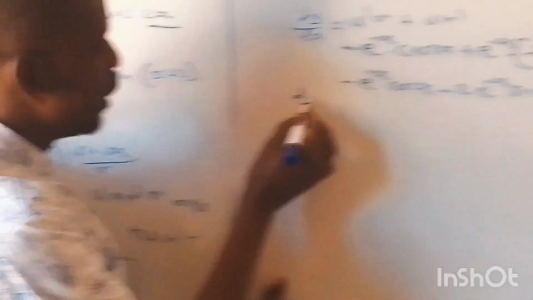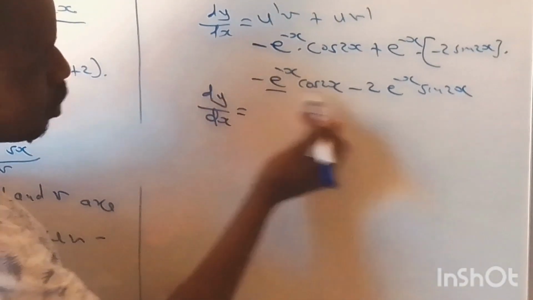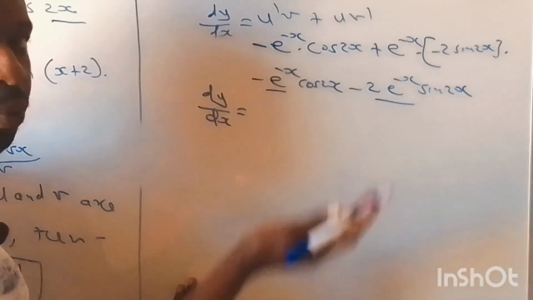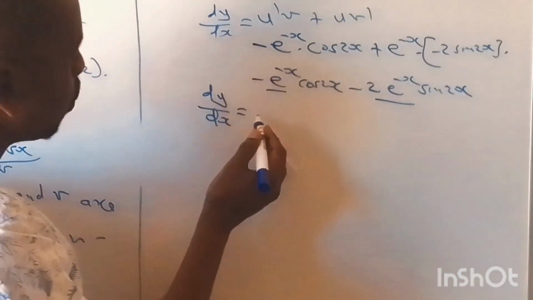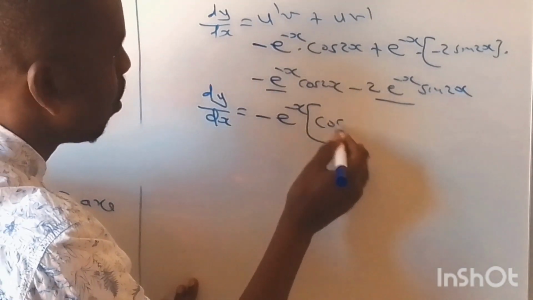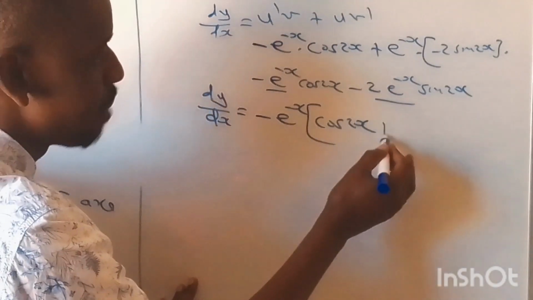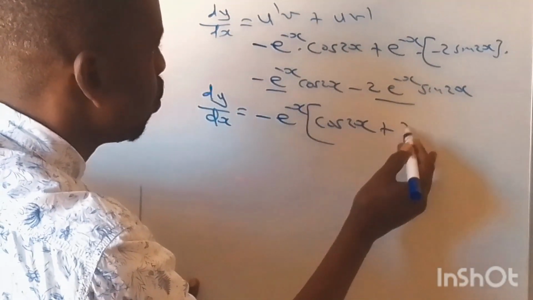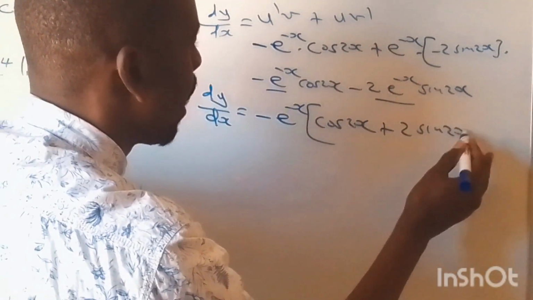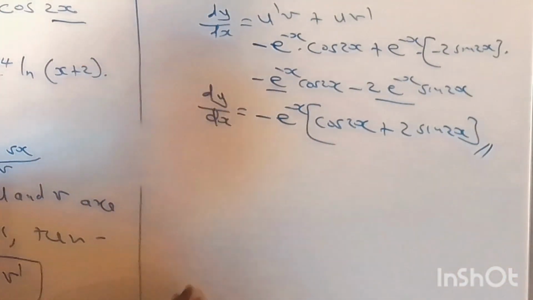So our dy over dx is equal to, we can see this one is common. We can factorize it out. So it is negative e raised to negative x times cosine of 2x. Now since this is a negative and this is a negative, this one becomes a plus 2 sine of 2x. And that is our dy over dx.